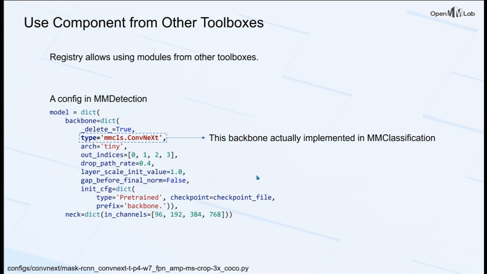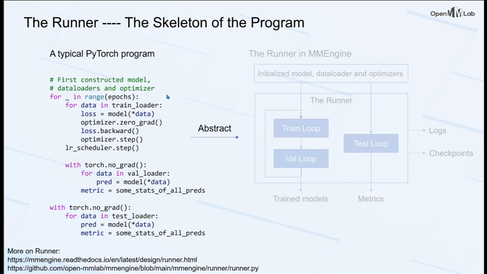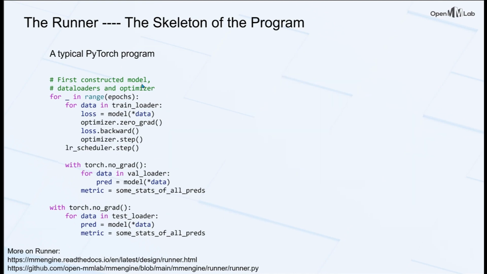Okay. The next topic is about the runner. Before going into some details, let's consider a typical program written in PyTorch like this. To train the model using some data, we first need to define the model, the dataset, the data loader, and the optimizer. And then we will typically write some for loops, okay?